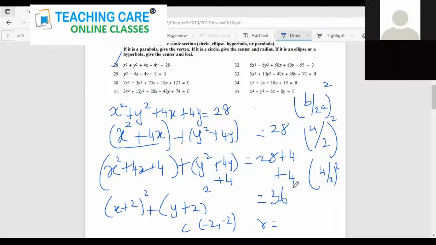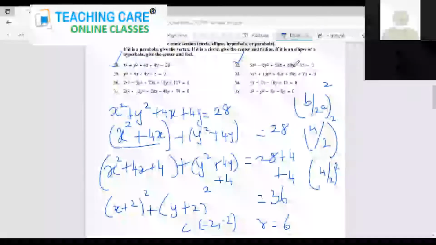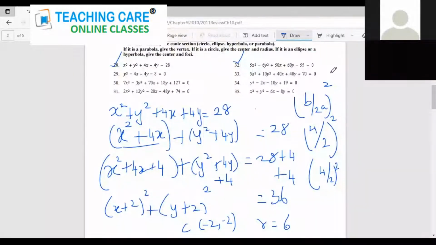So the radius would be equal to 6. Understood? Got it? Let's try. So now for this 32, you will take the constant term. But the thing is, you have to divide throughout. For this, x squared is there, no? The x squared term alone, you have to divide it by 5, y squared you have to divide it by 6, and then do the b by 2a the square. That's the difference. Let's try first 29 and check.